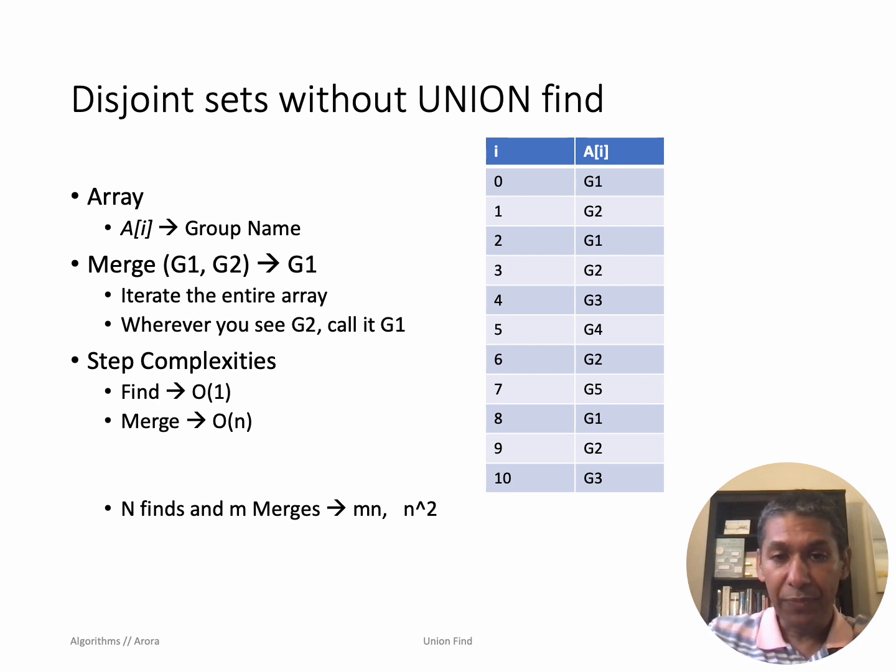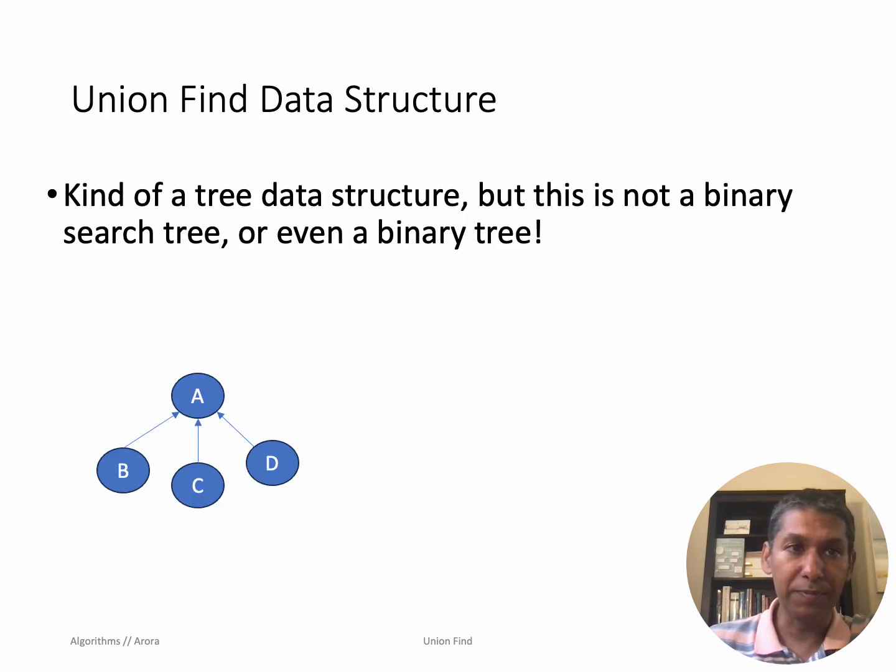When you merge two sets, G1 and G2, into one, you iterate over the entire array, and wherever you see G2, you change it to G1. The problem with this is that while find can run very quickly in order 1 time, the merge will take order n time, because you have to iterate over the entire array and change the values. So with a large number of find and merge operations, it will essentially take quadratic time. That's our main drawback when using an array here.